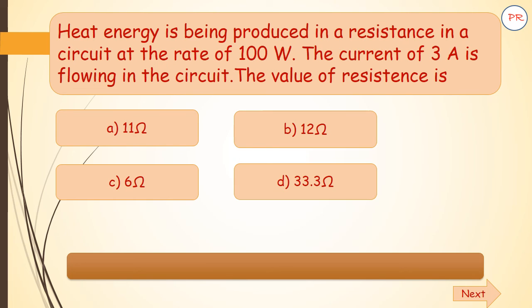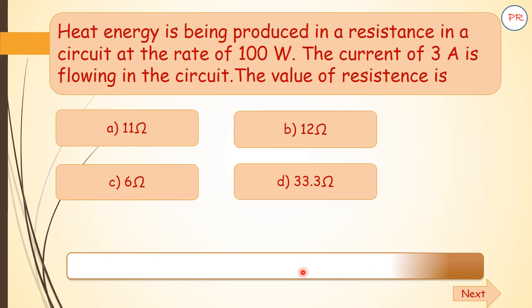Heat energy is produced in a resistance in a circuit at the rate of 100 watt. A current of 3 ampere is flowing in the circuit. The value of the resistance is, options are A. 11 ohm, B. 12 ohm, C. 6 ohm, D. 33.3 ohm. Just start the calculation. Here is your time. Which formula you are going to use, that is what you first have to think. You have to substitute the values and get the answer. Yes, the correct answer is A. 11 ohm.